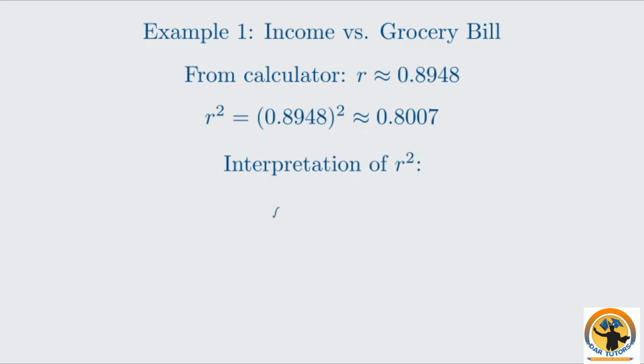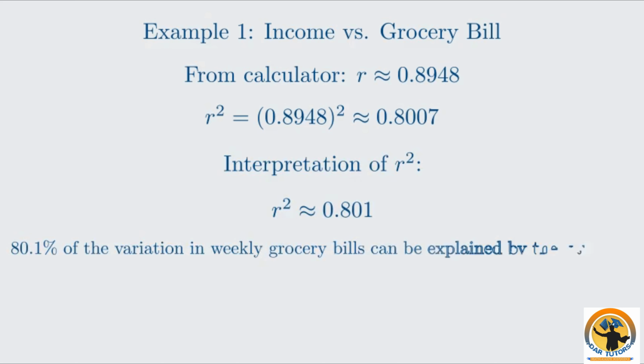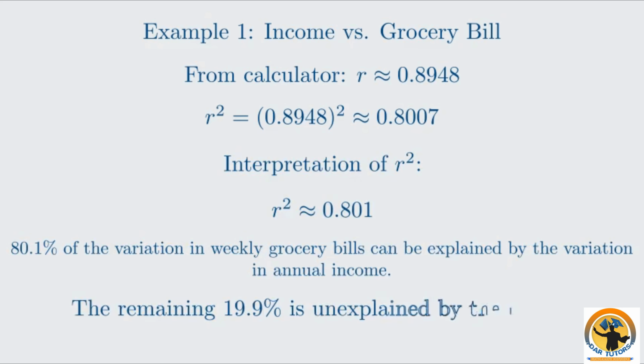An r² value of 0.801 means that 80.1% of the variation in weekly grocery bills can be explained by the variation in annual income. The remaining 19.9% of the variation is due to other factors not accounted for in this simple linear model, such as family size, shopping habits, or other expenses. This is considered a strong fit.